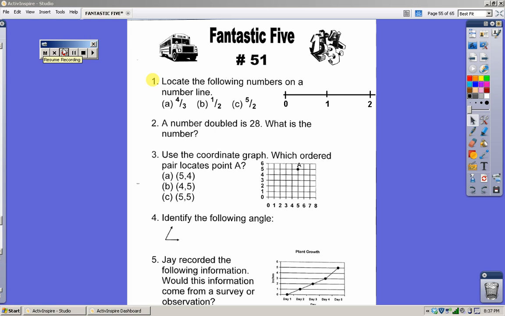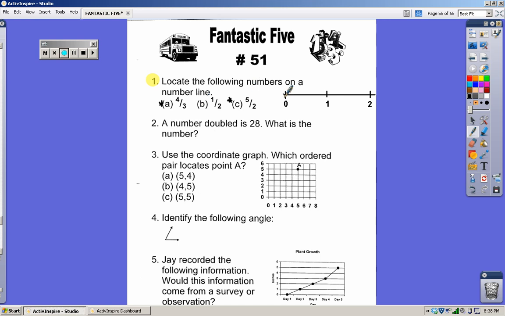Let's look at the information for your test 6 coming up on Fantastic 5. The first question that you need to focus on has to do with locating these numbers on the number line. I notice right away that I have 2 improper fractions, and these improper fractions mean that there is at least a whole hiding in there.